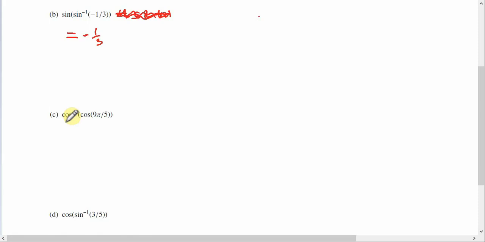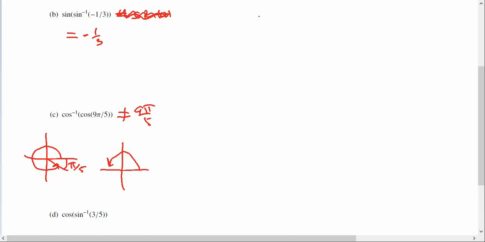But this time I've got the cosine, I've got the inverse function on the outside. So it's not quite going to work the same way. We've got 9 pi over 5. If it were 10 pi over 5, that would be 360 degrees, 2 pi. So the angle that we have here is coming all the way around to the fourth quadrant, and it's missing by pi over 5, because 10 pi over 5 would be 2 pi. I've got to keep that in mind. This is not going to be 9 pi over 5, because you can't get 9 pi over 5 as an output from cosine inverse. Remember, cosine inverse has to give me an output in that interval from 0 to pi.